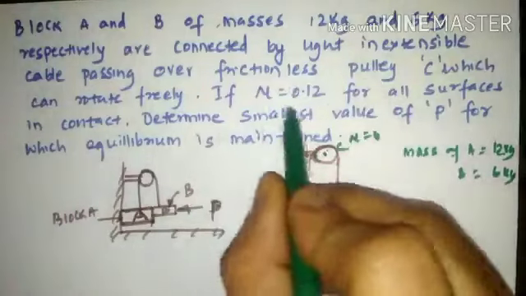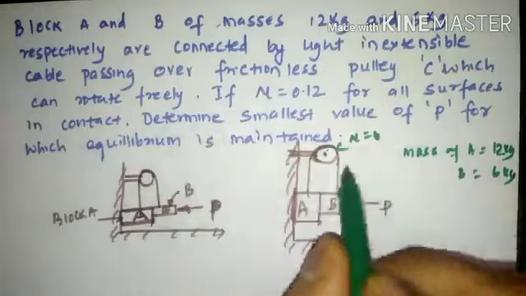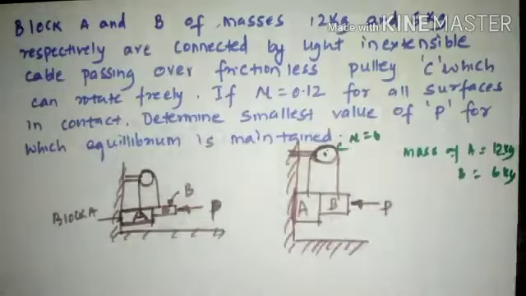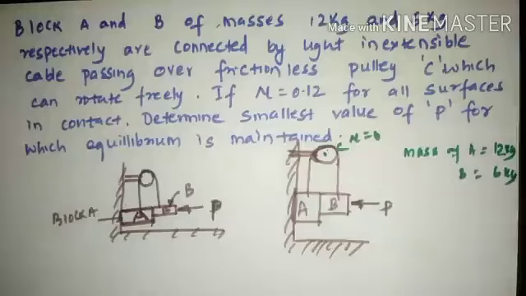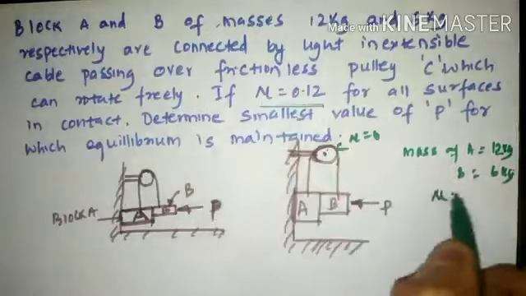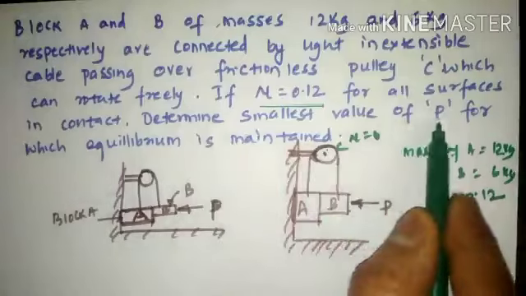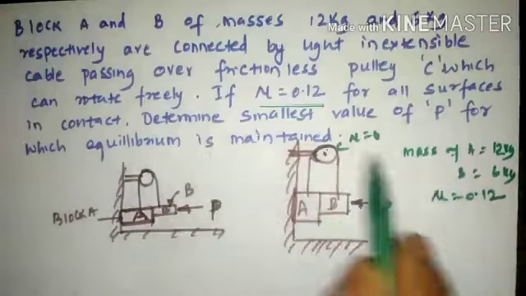And mu is 0.12 at all contact surfaces. Wherever, apart from the pulley junction, the blocks have been placed in contact with either the surface or with each other, the coefficient of friction shall be considered as 0.12. So the coefficient of friction is 0.12 at all other contact surfaces. We need to find out the smallest force P for which equilibrium is maintained.